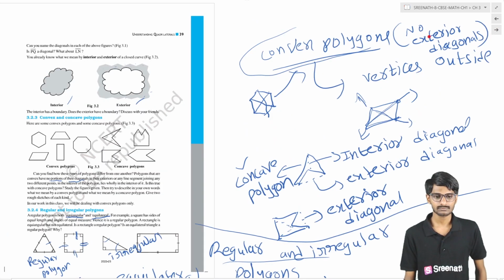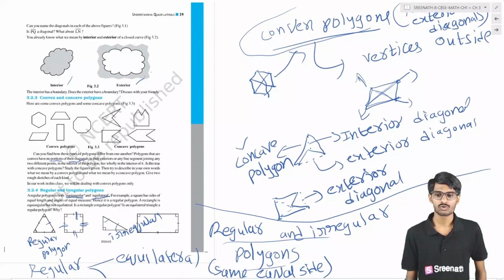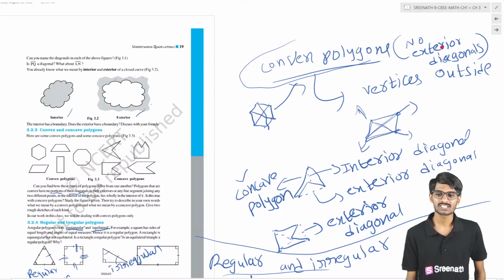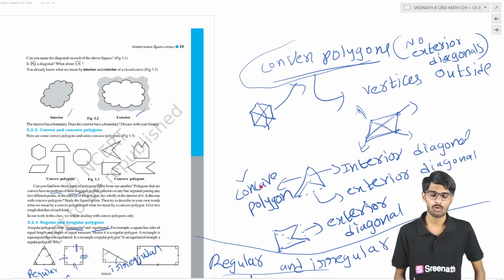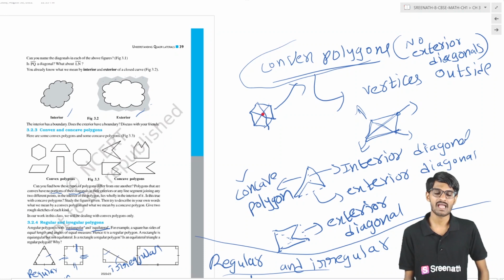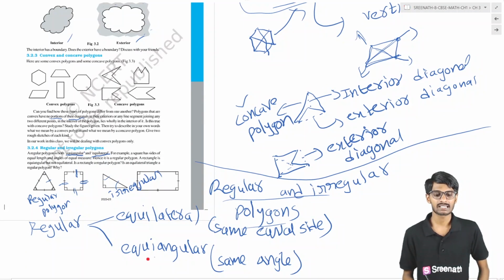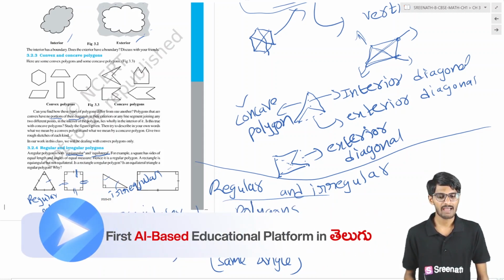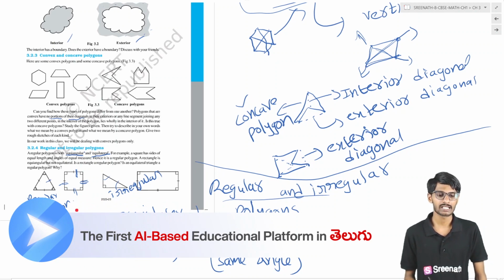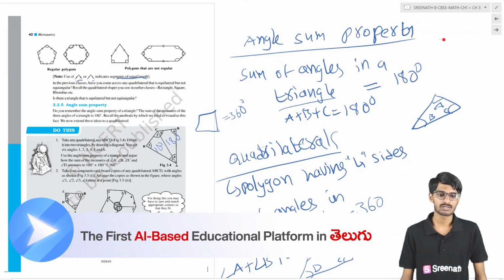This is the diagonal. Convex and concave polygons. Basically, if there are no exterior diagonals, we call it convex. In this diagram, there is an exterior diagonal, so it is not convex, it is a concave polygon. If you consider this diagram, it has only interior diagonals, so it is convex. And regular and irregular polygons. Regular means equilateral and equiangular. Equilateral means all sides have the same length. Equiangular means same angles. If they have the same angles and same sides, we call them regular polygons. Otherwise, irregular polygons.